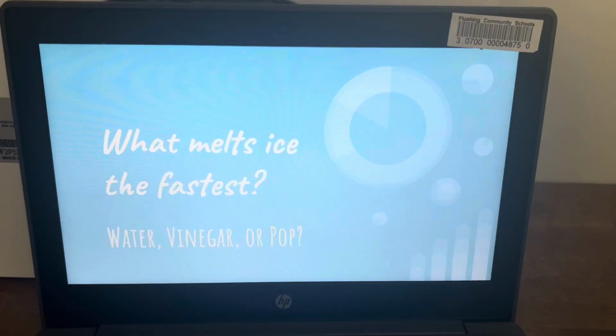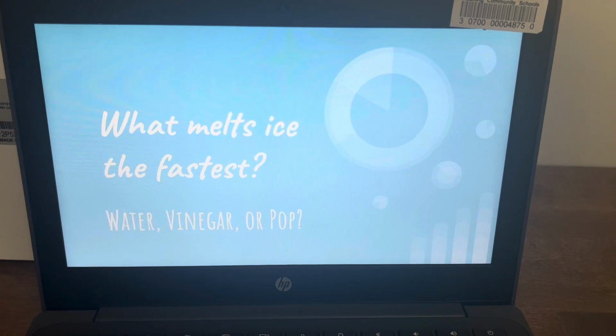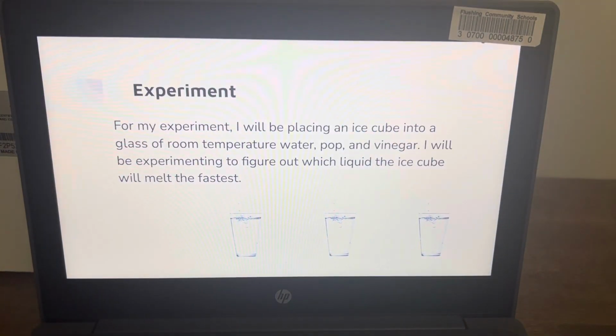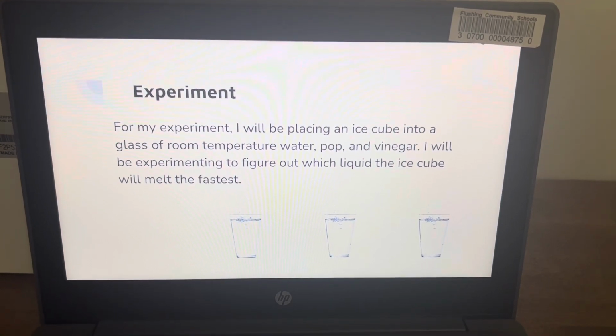Hi, I'm Emma, and today my experiment will include what melts ice the quickest using 3 different liquids, which will be water, pop, and vinegar. Like I had previously mentioned, I will be doing my experiment on what melts ice the fastest using water, vinegar, and pop. So for my experiment, I will be placing an ice cube into a glass of room temperature water, pop, and vinegar. I'll be experimenting to figure out which liquid the ice cube will melt the fastest in.